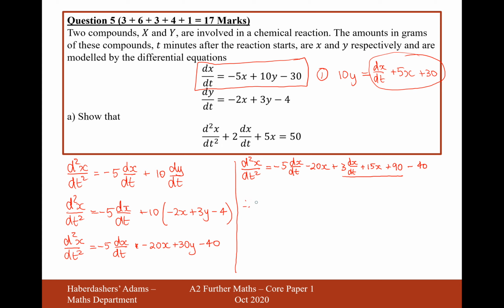So therefore we have d squared x by dt squared. The first differentials, we have 5 here and minus 5 here and 3 here. So that would give us minus 2 first differentials. Add it onto the other side, you get 2 first differentials. For the x's, I've got minus 20 here and add 15 here, so that's minus 5, add it to the other side, and I have add 5x. And then I've got 90 minus 40, so this will equal 50. So there we are, part 1 complete. So we've got the second differential proved there.